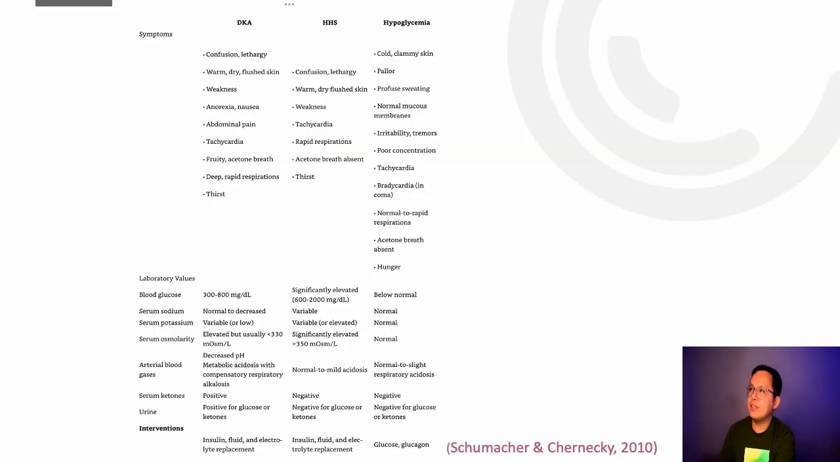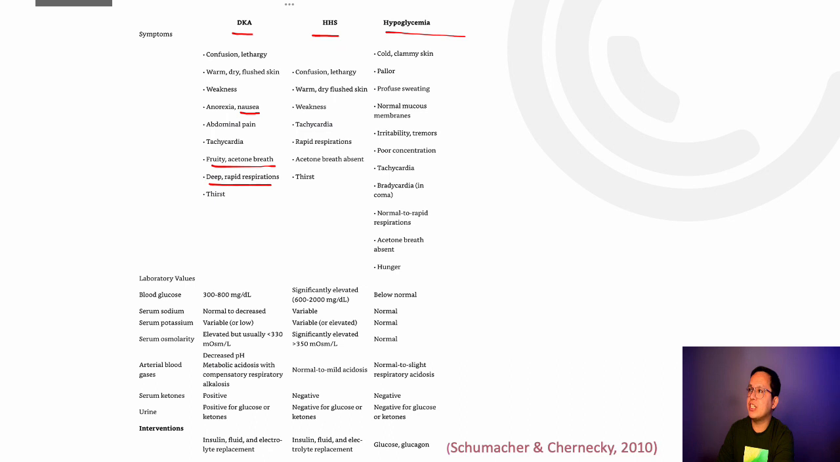On the slides in front of you, there are symptoms for three conditions. I will compare the three: DKA, HHS, and hypoglycemia. The patient with DKA will present with confusion, lethargy, warm, dry, flushed skin, weakness, nausea, anorexia, abdominal pain, tachycardia, fruity acetone breath, deep rapid respirations, Kussmaul breathing, and thirst.